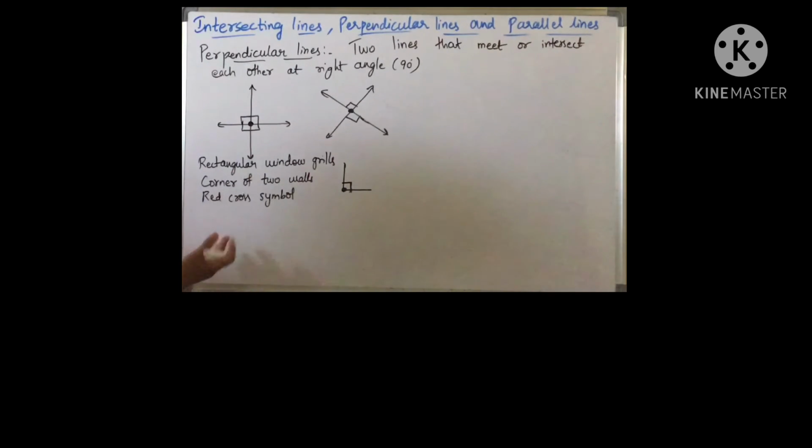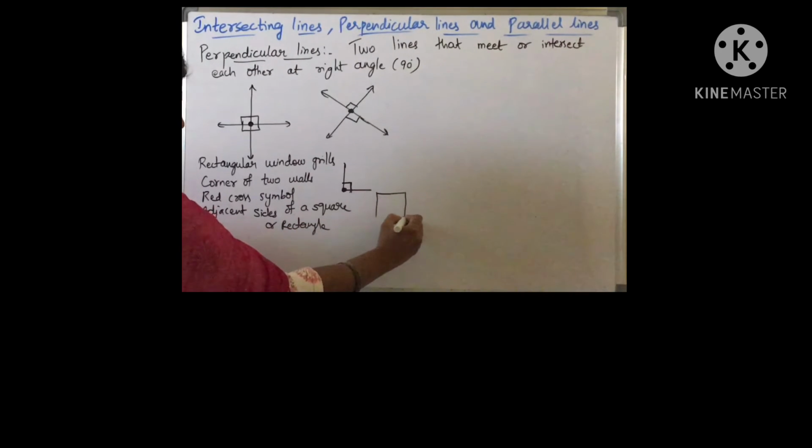So these are the examples in real life where we find perpendicular lines. And perpendicular lines meet at what degrees? 90 degrees. So perpendicular lines meet at 90 degrees, and these lines always intersect at a right angle. Okay, next, examples of perpendicular lines are the adjacent sides of a square or rectangle.